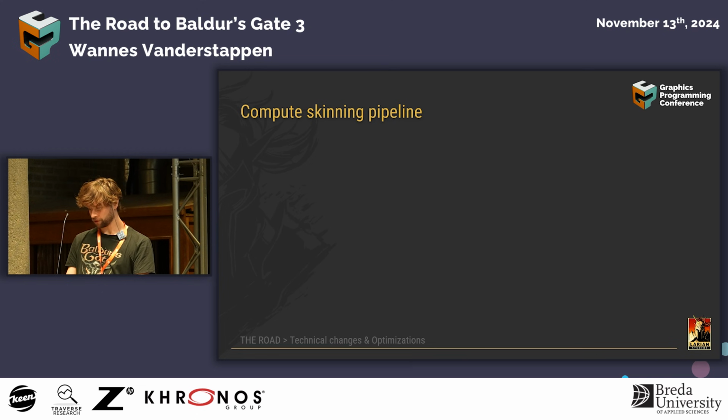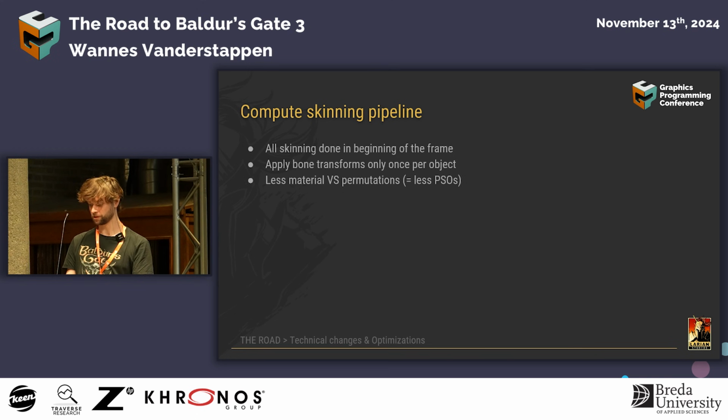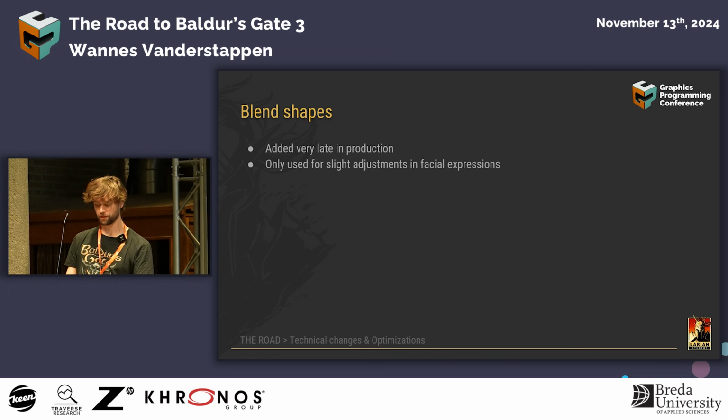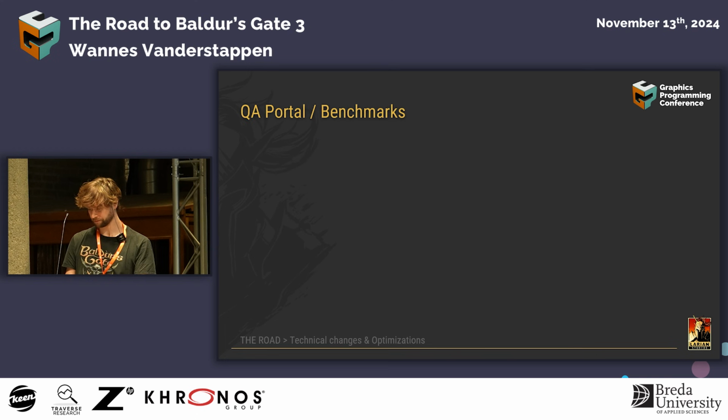We also added a compute skinning pipeline, so all the skinning is done in the beginning of the frame. All bone transforms are done only once per object. This gave us less vertex shader permutation, so less PSOs. Blend shapes, this was very late in production. It was only used for slight adjustment to facial expressions. For this, we also did the same thing, so in the beginning of the frame, around the same time as the skinning, also in a compute shader.